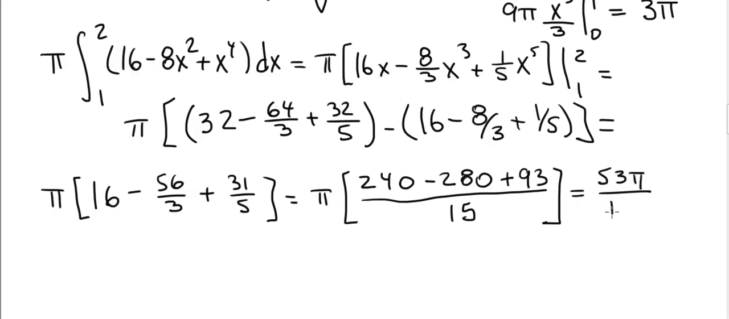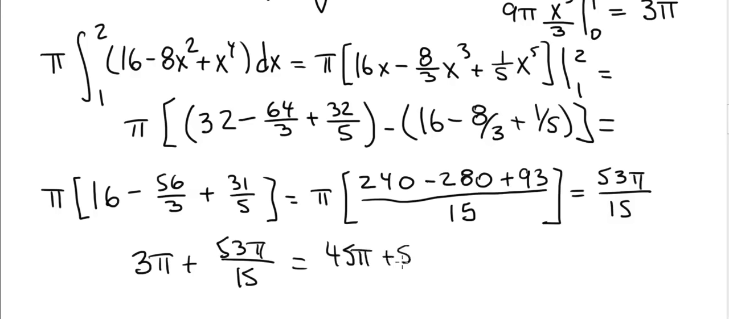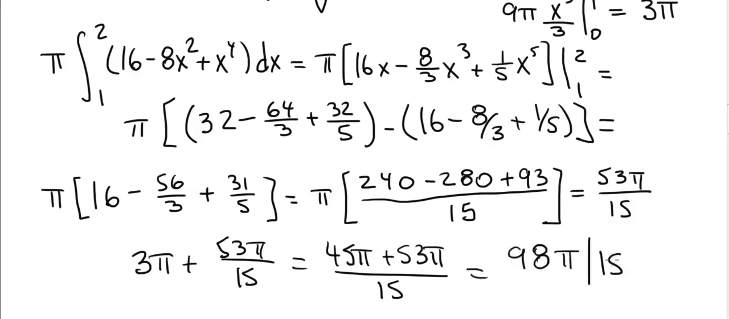Now remember, we also had the 3 pi. So the final answer is 3 pi plus 53 pi over 15. And that's 45 pi plus 53 pi divided by 15, which is equal to 98 pi over 15. That's the final answer using the washer/disk method.